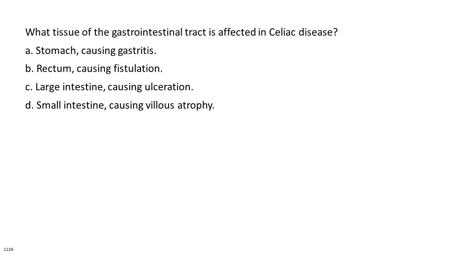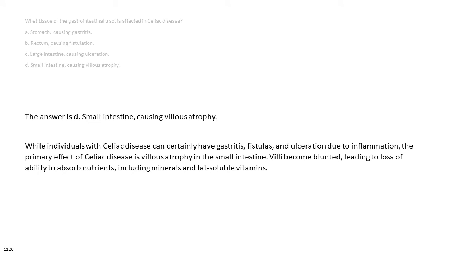What tissue of the gastrointestinal tract is affected in celiac disease? A. Stomach, causing gastritis. B. Rectum, causing fistulation. C. Large intestine, causing ulceration. D. Small intestine, causing villous atrophy. The answer is D. Small intestine, causing villous atrophy.